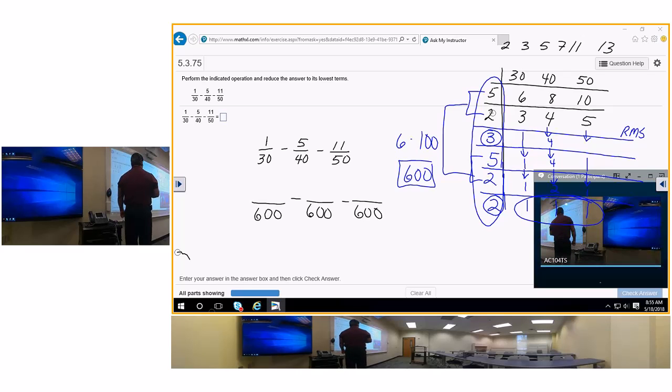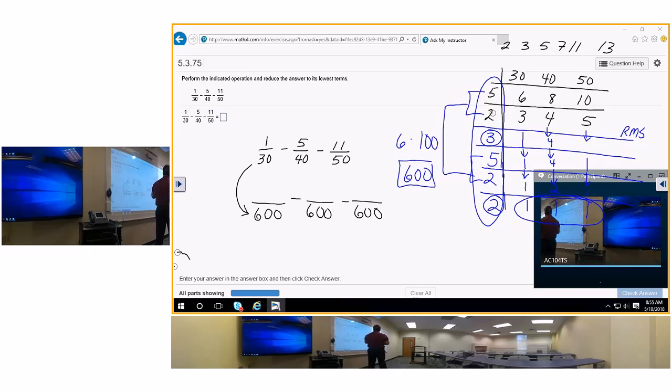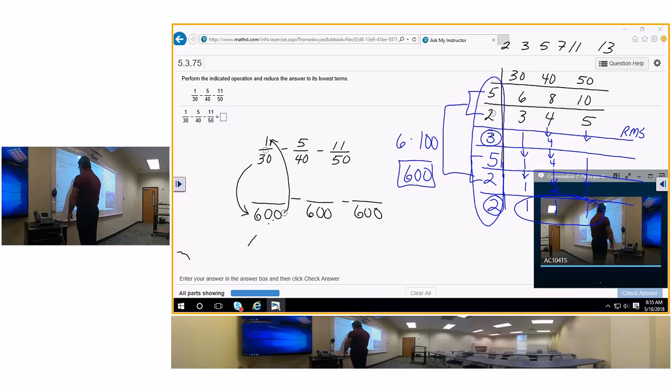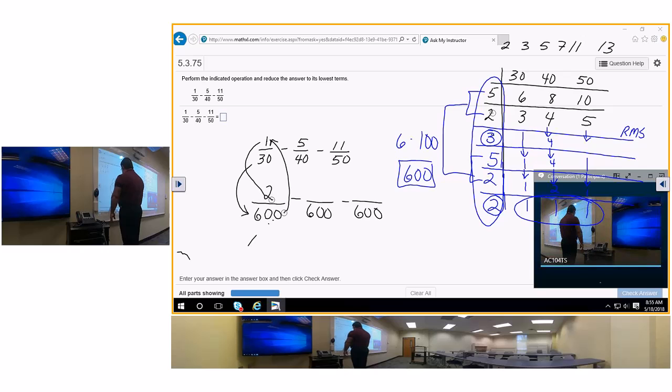And now I convert. How many times will 30 go into 600? Well, you go over here and you find 30 over here. Well, 10 times 3 is 30. So just cover that up and you're left with 10 times 2, which is what? 10 times 2 is 20. So 20 times 1 is 20.